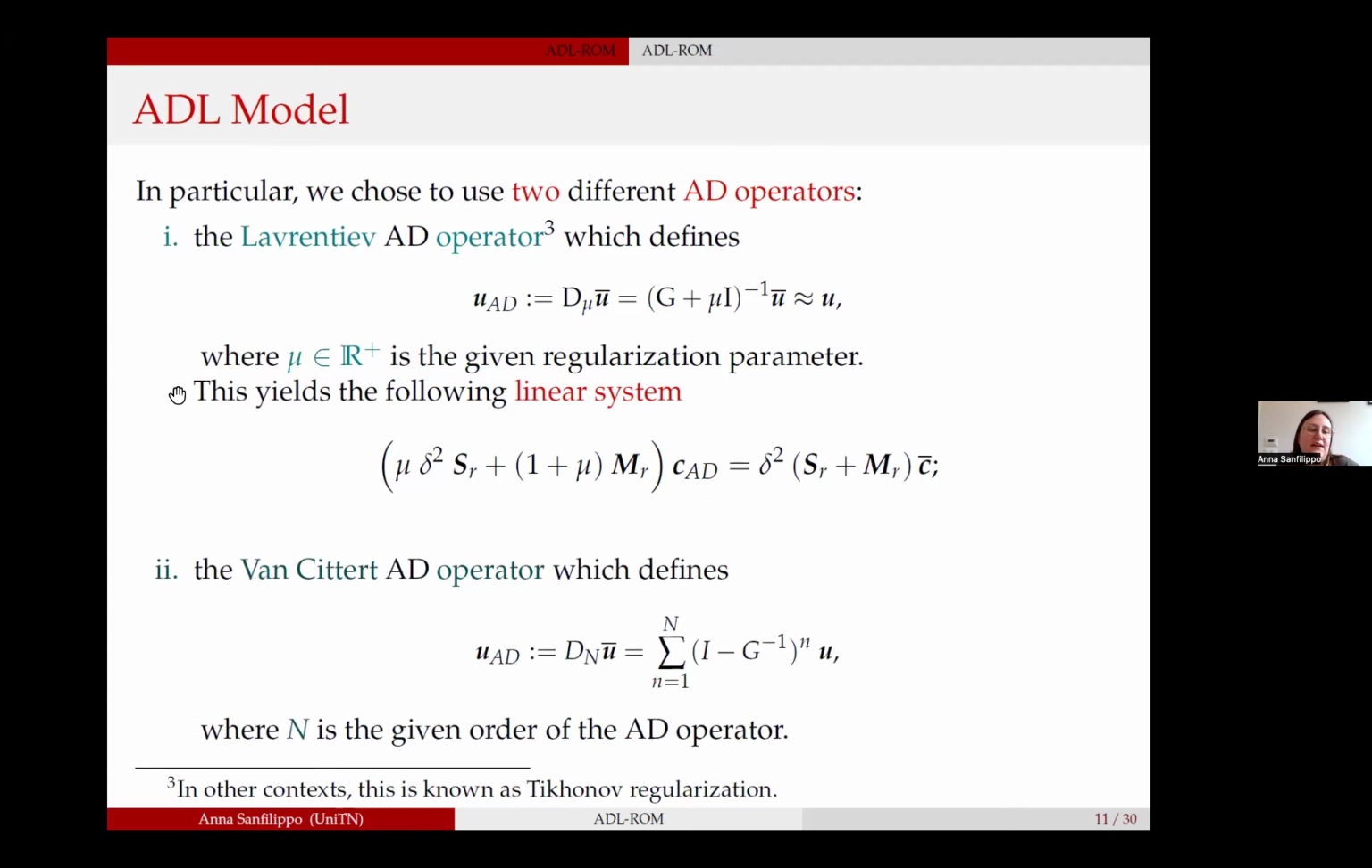So instead, the second operator we studied is the Van Sitter operator, and is defined as the n, where n is the order of the Van Sitter operator. The order, since to solve this problem, we have to use Richardson iterations. So we don't have the same writing of the system before, but here we use Richardson iterations until the order we want to achieve, so capital N.